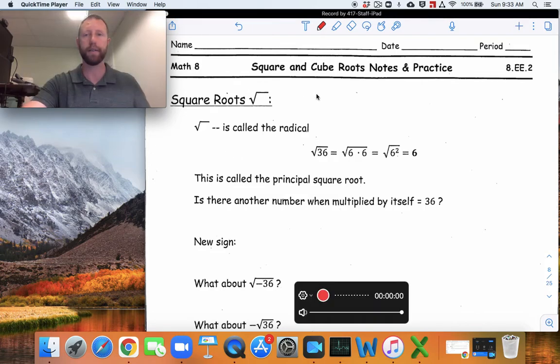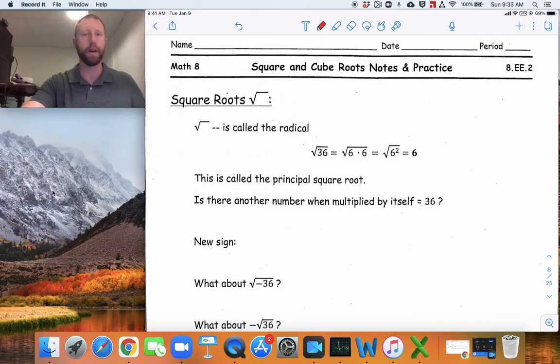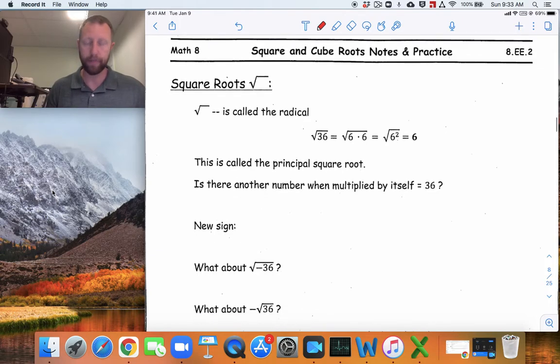All right, guys. So we are on to the next section in your packets. We are doing the square and cube roots notes and practice. This is going to look a little different. I'm going to do the notes section, and then you'll just pause the video and go through the practice section, and then unpause the video, and you'll just go to the cube roots notes section. So here, just get right into it.